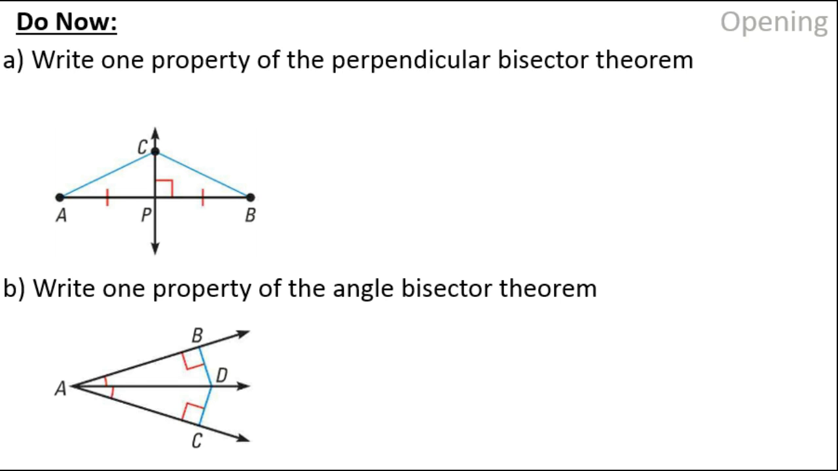We start with a quick do now. Part A says write one property of the perpendicular bisector theorem. Part B says to write one property of the angle bisector theorem.